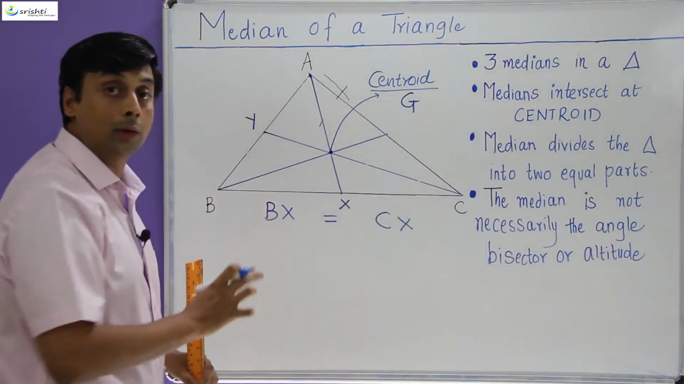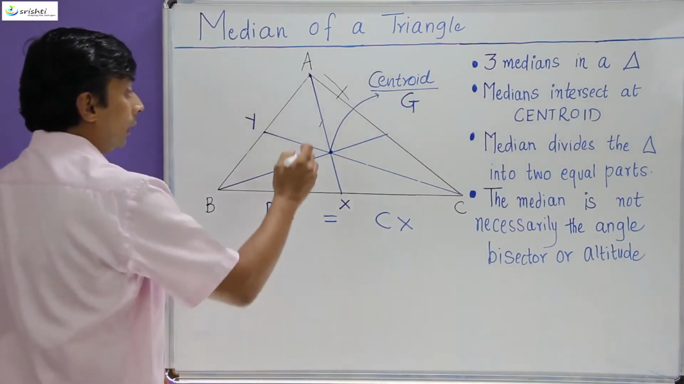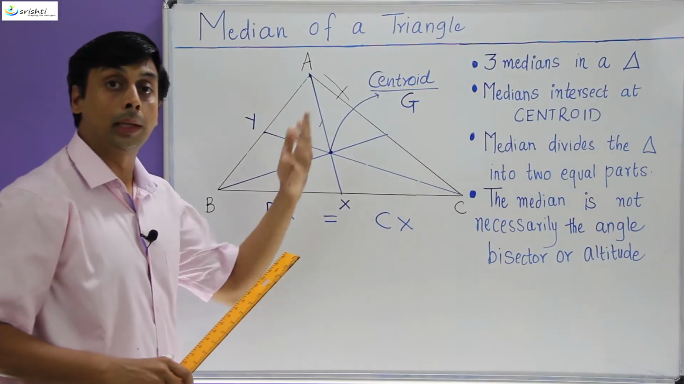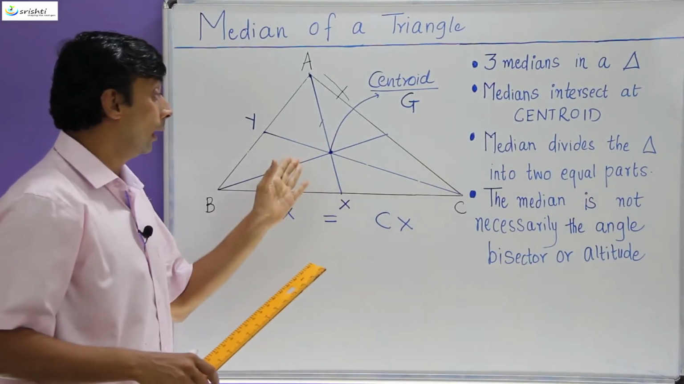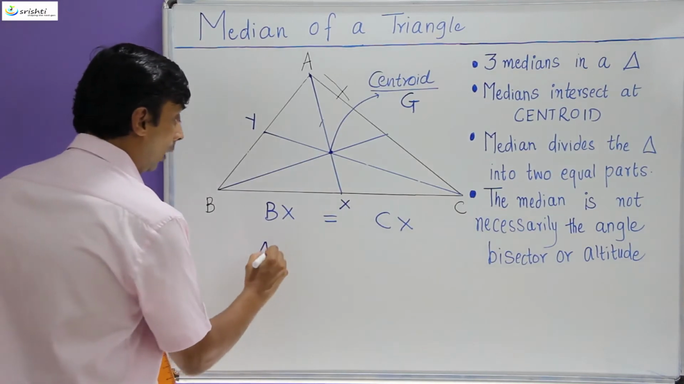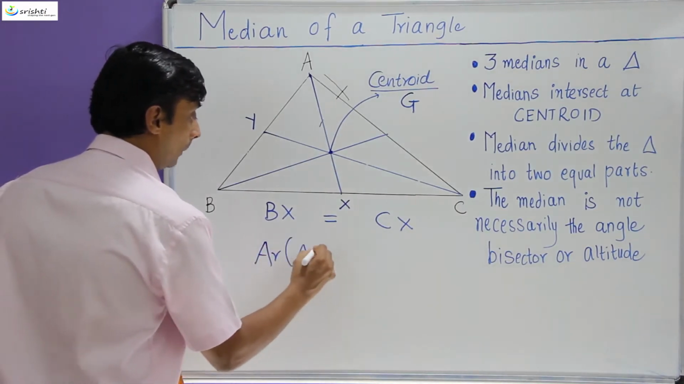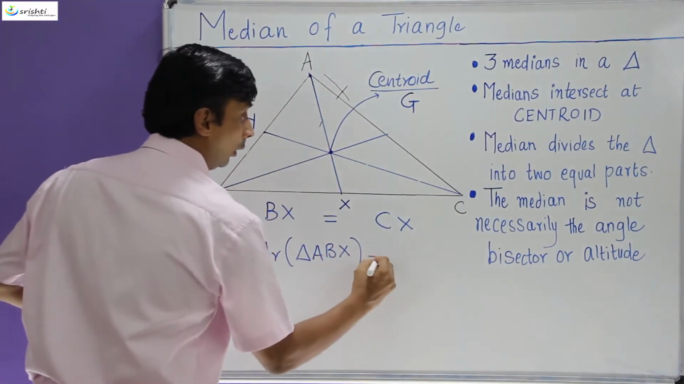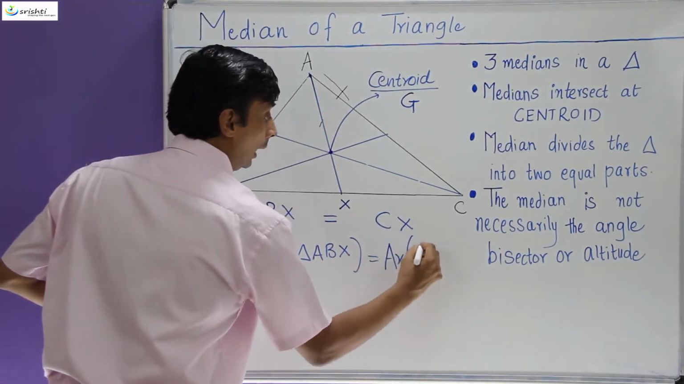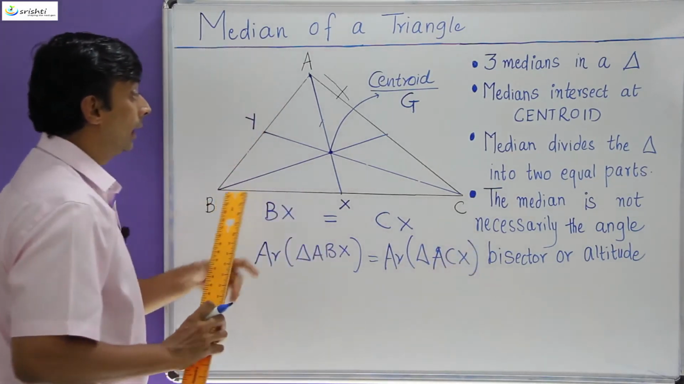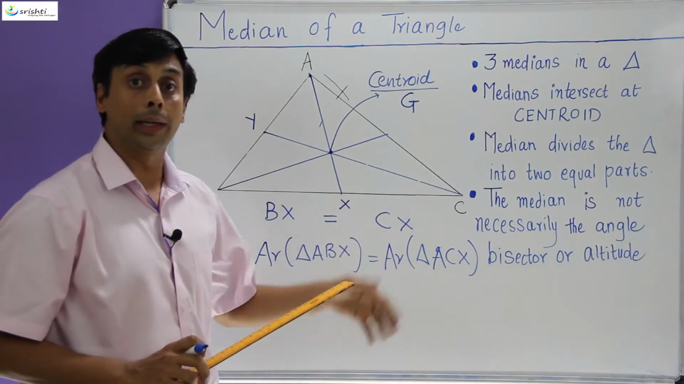Now since these two measurements are equal, the base of these two triangles is equal and the height of the two triangles is also equal. I have explained this concept in the altitudes video, that the altitude of these two triangles is also equal, and therefore the area of triangle ABX, that is the triangle on the left side, is equal to the area of triangle ACX.